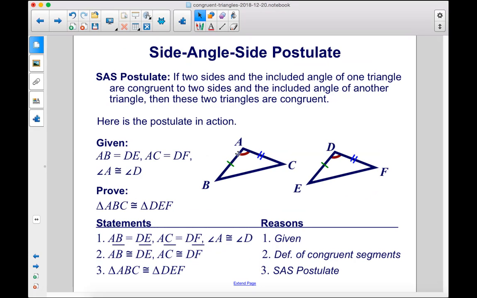Given that the length of AB is equal to the length of DE and the length of AC is equal to the length of DF, and the included angle A is congruent to this included angle D, prove that these two triangles are similar. Well, we start with our given information, and then we see that AB, this line segment, is congruent to DE since their lengths are equal, and AC is congruent to DF since their lengths are equal. Therefore, due to the side angle side postulate, these two triangles are congruent.